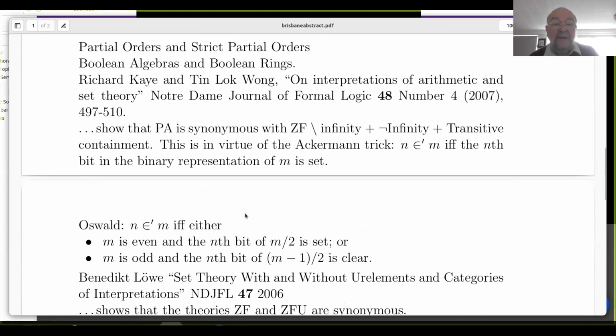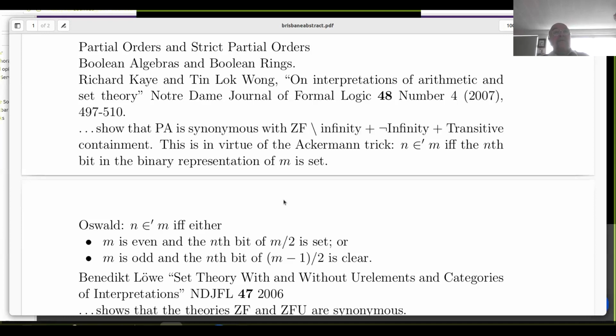Now, there's a tweak to this due to Oswald, which will have an afterlife later on, so I thought I'd mention it now. So n is a member of m in this new sense if either m is even and the nth bit of m over 2 is set, or m is odd and the nth bit of (m minus 1) over 2 is clear. As I said, this will come in useful later.